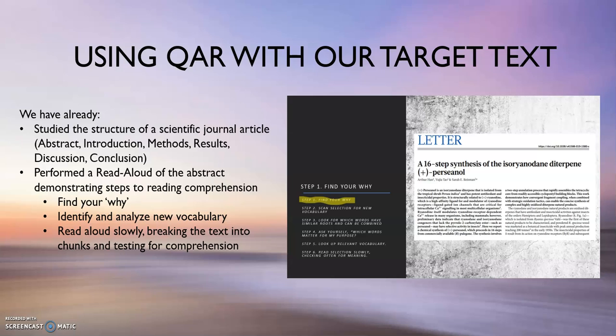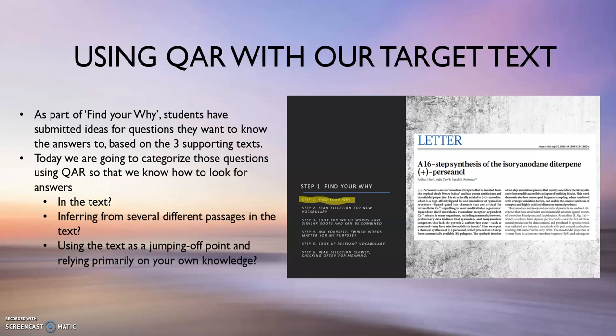Based on these supporting texts, students have generated questions about the target text. I already used some of these questions in a pre-reading activity where I read the abstract article aloud while modeling intentional reading. Today, we're going to take those student questions plus some teacher-generated questions and use QAR to categorize them so that students have a better idea of how to produce an answer to them.